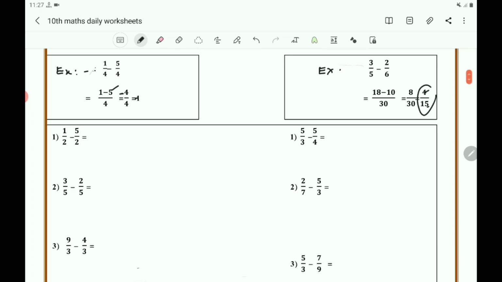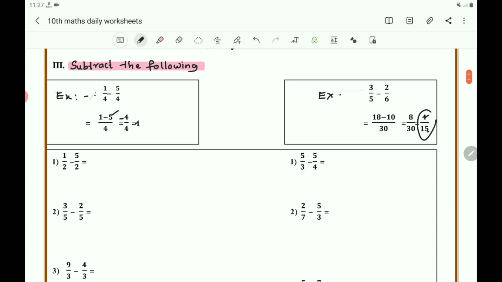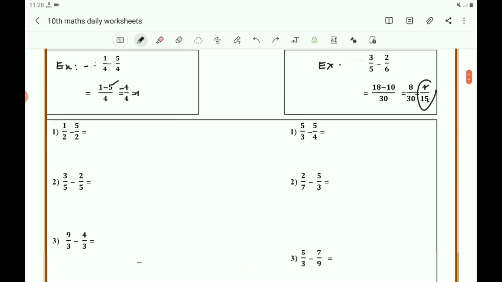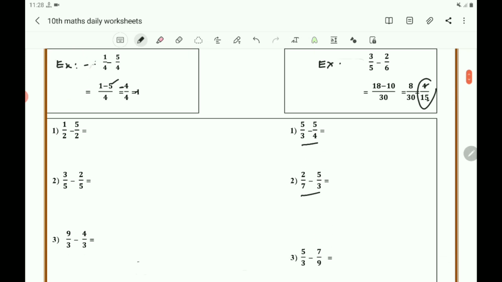Like this, by observing the denominator, find the difference of the following numbers, that is 1 by 2 minus 1 by 5. In this case, you know that the denominators are the same. Then you can find the difference of the numerators directly. But in some cases, they may be different. Here you know that they are co-prime. Here also they are co-prime. But here they are not co-prime.